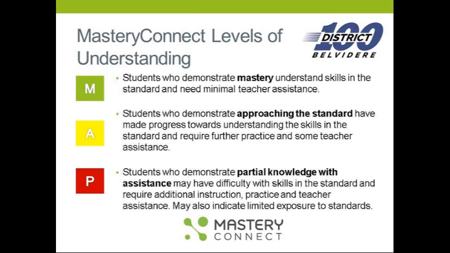A student who demonstrates that they are approaching the standard will have a yellow box with an A in it. This means that the student has made progress towards understanding the skills in the standard and requires further practice and some teacher assistance. A student who demonstrates partial knowledge with assistance may have difficulty with skills in the standard and require additional instruction, practice, and teacher assistance.